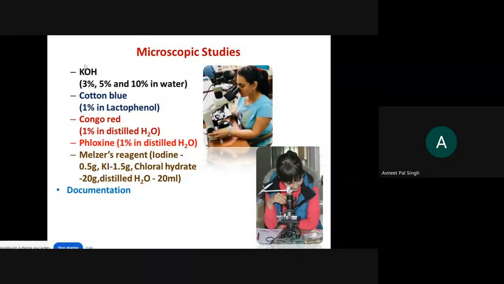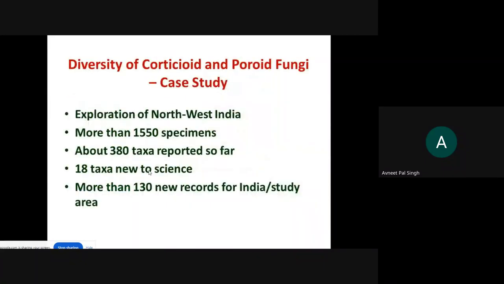So what do you need? KOH, potassium hydroxide. This is the solution which is used to revive the dried fructification. You need 1% cotton blue in lactophenol, 1% Congo red, 1% phloxine. Congo red is used to stain the wall, and phloxine is used to stain the contents. And when you make preparations in these dyes, you will see all the characters. This is Melzer's reagent. Nowadays, chloral hydrate is not available. We have two or three replacements which can be used in place of chloral hydrate. So you will come across that world of micromorphological characters under the objective of your microscope. The third part, I will quickly finish in 5-7 minutes.